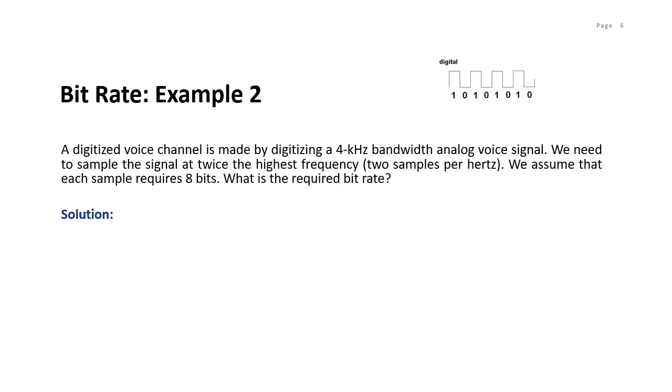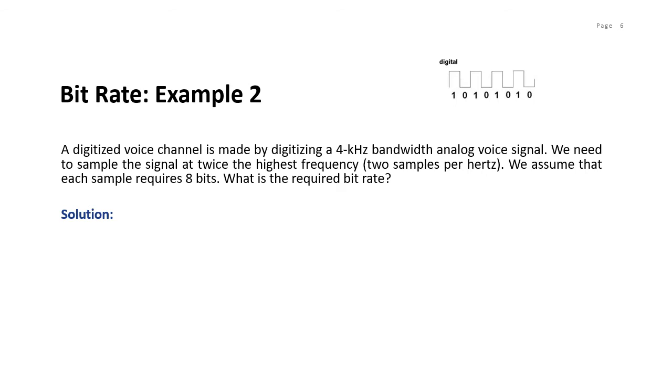Okay, let's do example 2. In this example, it says that a digitized voice channel is made by digitizing a 4 kilohertz bandwidth analog voice signal, which you will see in the next chapter. We need to sample the signal at twice the highest frequency, which is 2 samples per hertz. So this is the sampling frequency. You need to have twice the highest frequency, which is the 4 kilohertz. And then we assume that each sample requires 8 bits. So what is the required bit rate?